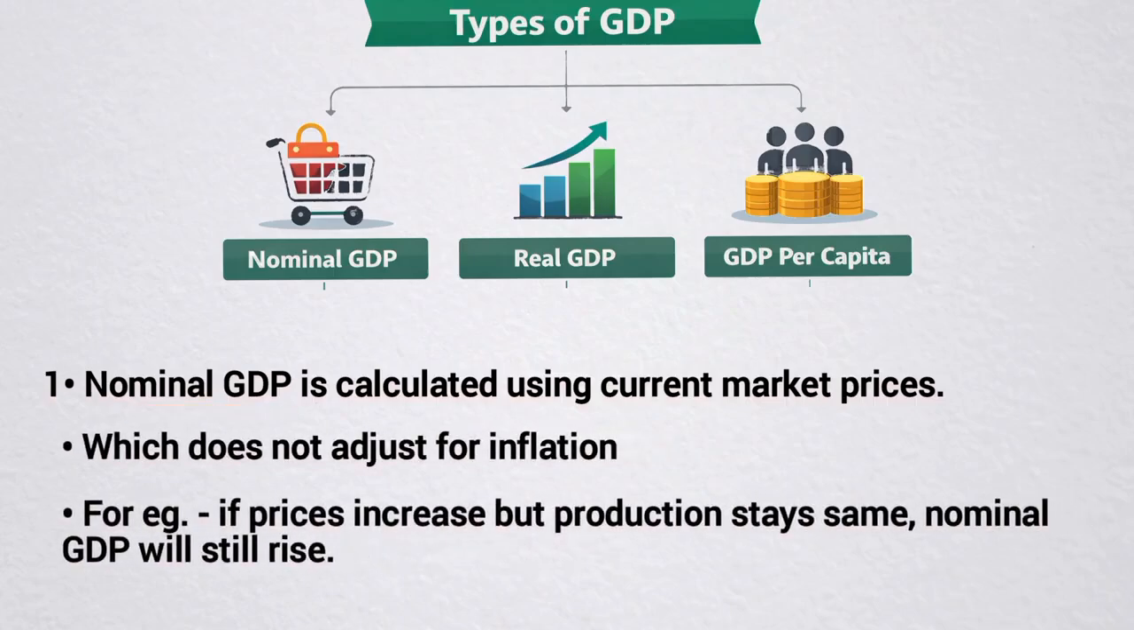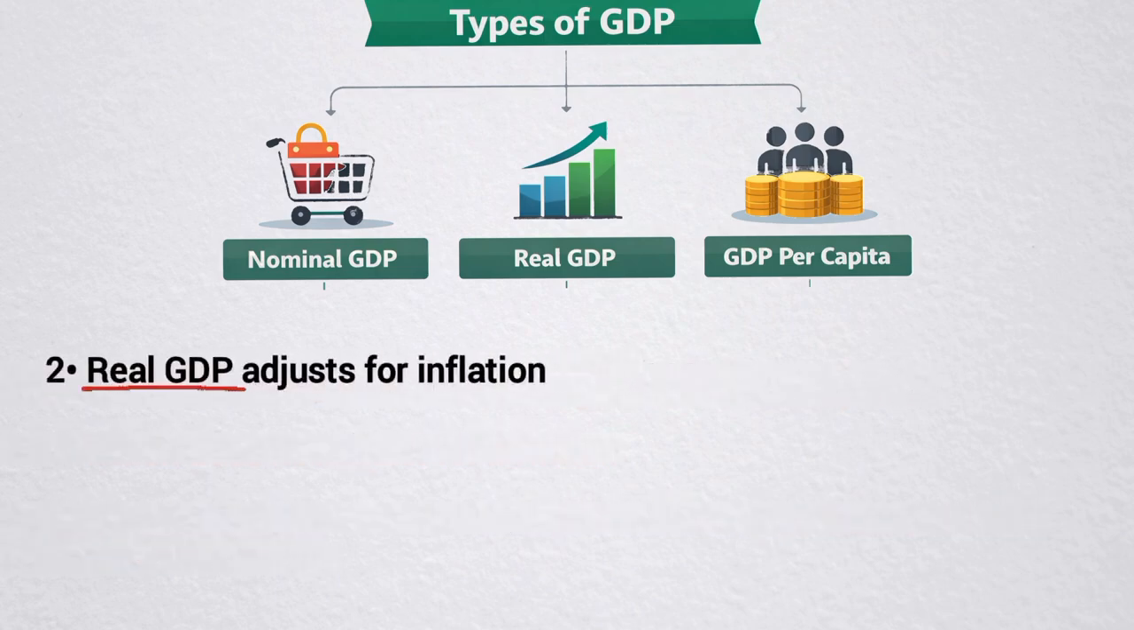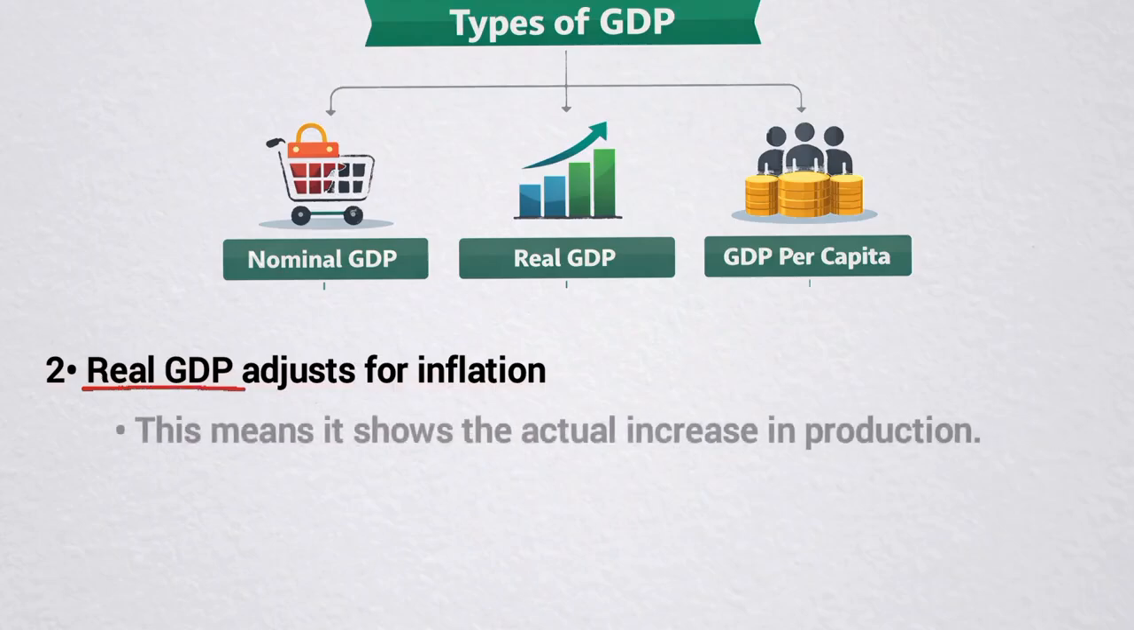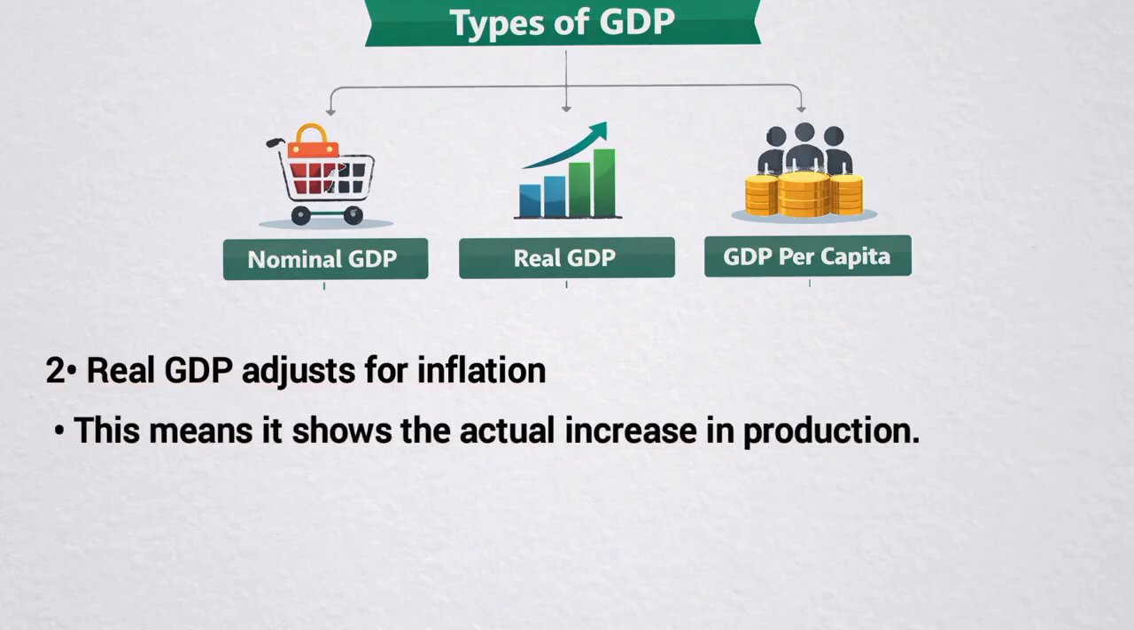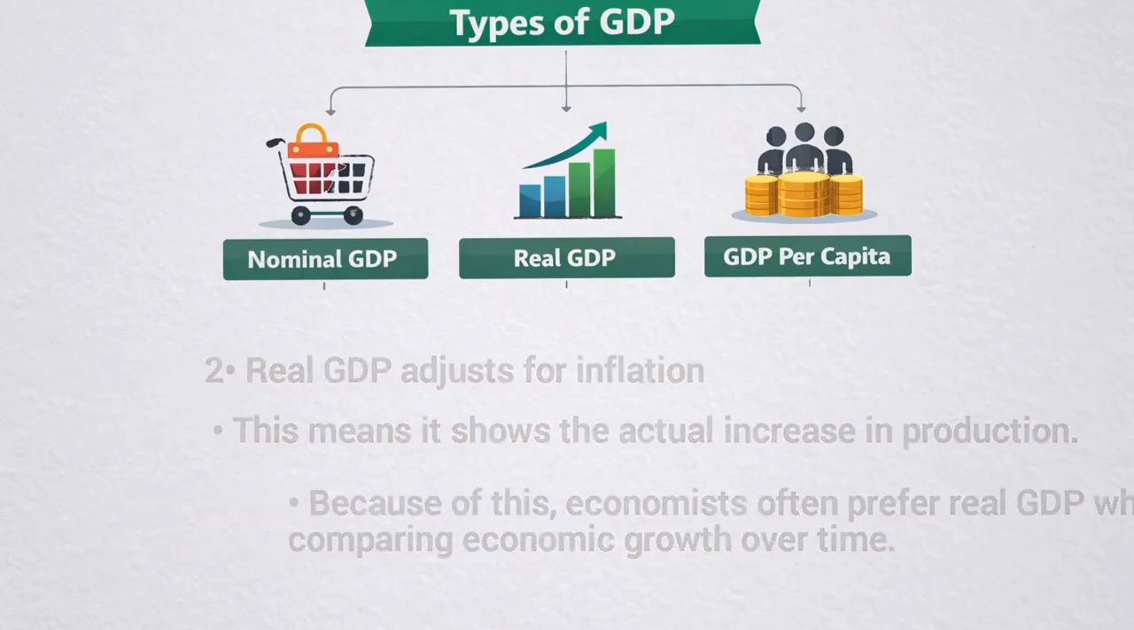For example, if prices increase but production stays the same, nominal GDP will still rise. Second is real GDP. Real GDP adjusts for inflation. This means it shows the actual increase in production, not just price increases. Because of this, economists often prefer real GDP when comparing economic growth over time.